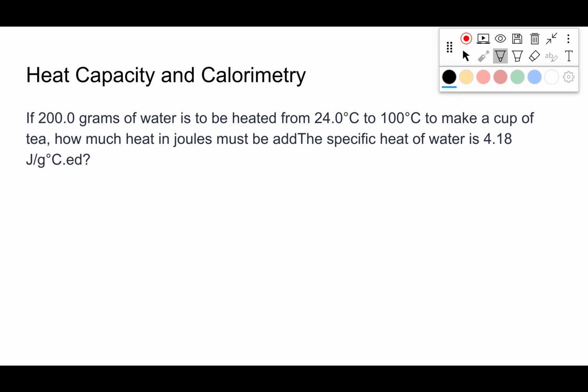So let's do just a basic question, and then we're going to work our way up to more complicated. So this one is saying if you have 200 grams of water is to be heated from 24.0 degrees Celsius to 100 degrees Celsius to make a cup of tea, how much heat in joules must be added? My grammar there is terrible. The specific heat of water is 4.14 joules per gram times degrees Celsius.